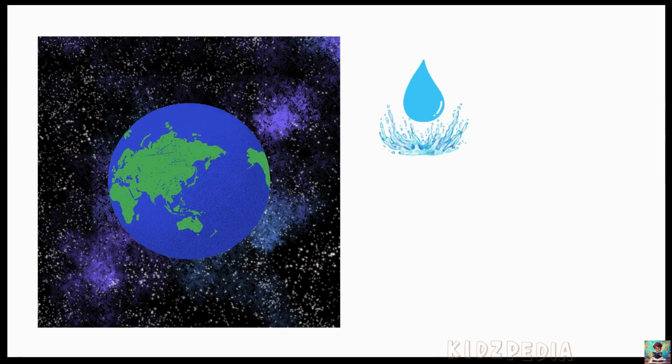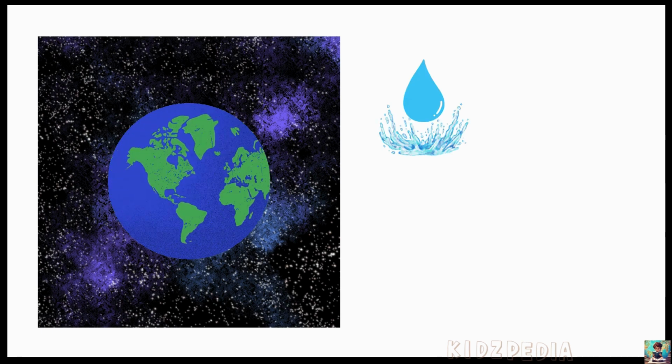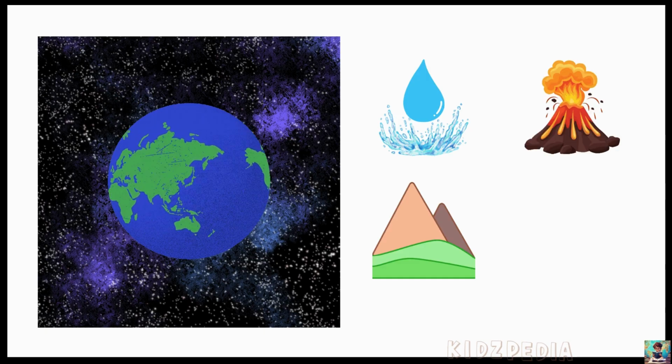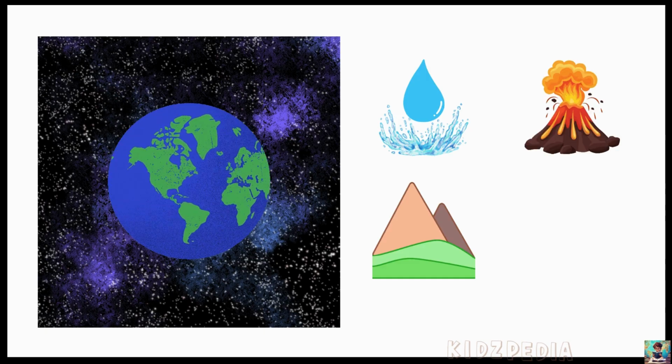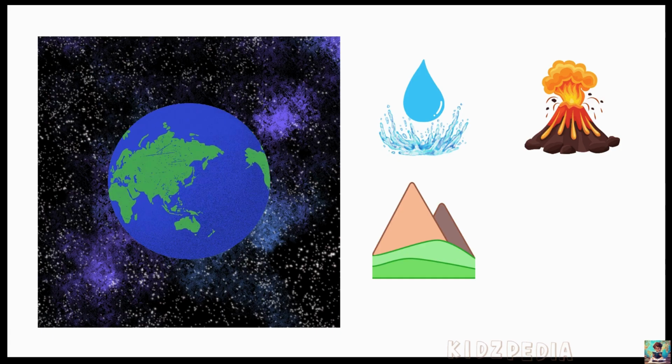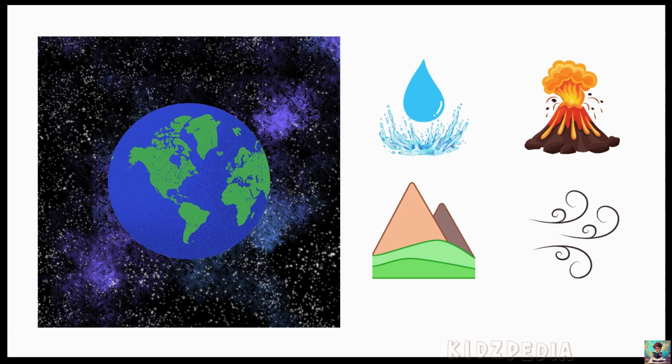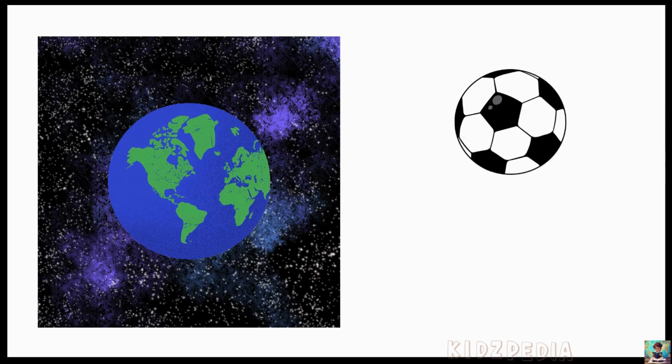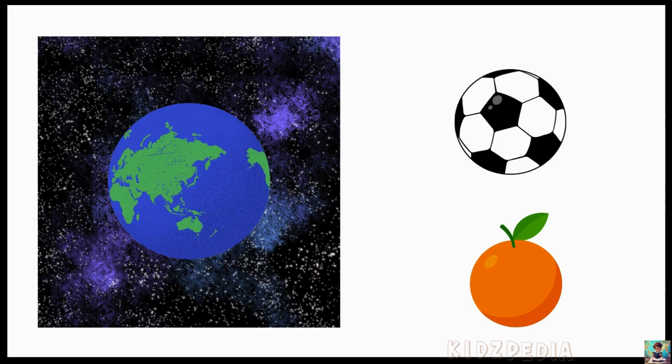So, Earth is floating in space and Earth is made up of four main elements. Water, like oceans and rivers. Earth, like the land we live on. Fire, that means the heat inside the earth, like volcanoes or the hot core. And air, the air we breathe. It is shaped like a sphere. Sphere means a shape that is round, for example, a football or an orange.